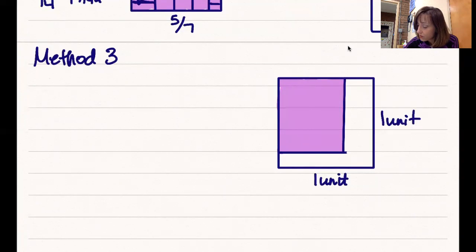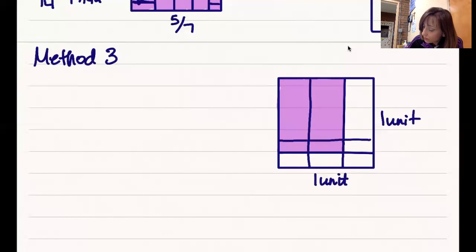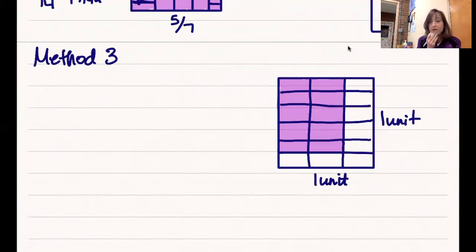So I'm gonna extend this here, and I'm gonna extend this right here. And then this one is gonna extend too. Okay, so that, and I'm gonna put a few more things in here. 2, 3, 4, and 5. Okay. Now that I have that grid here, can you tell me what is this length right here?